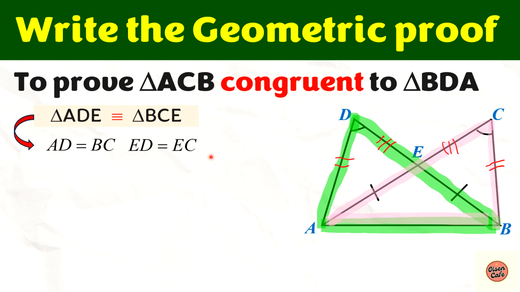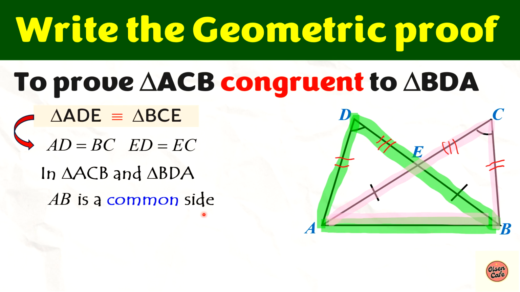Now this will be very important information for me to use to prove triangle ACB congruent to triangle BDA. So let's proceed. In triangle ACB and triangle BDA, you notice that there is a common side AB. So I'm going to write this down: AB is a common side. Do notice that I use the word common side instead of the term shared side, which a lot of students use, but shared is not correct. So AB is a common side.